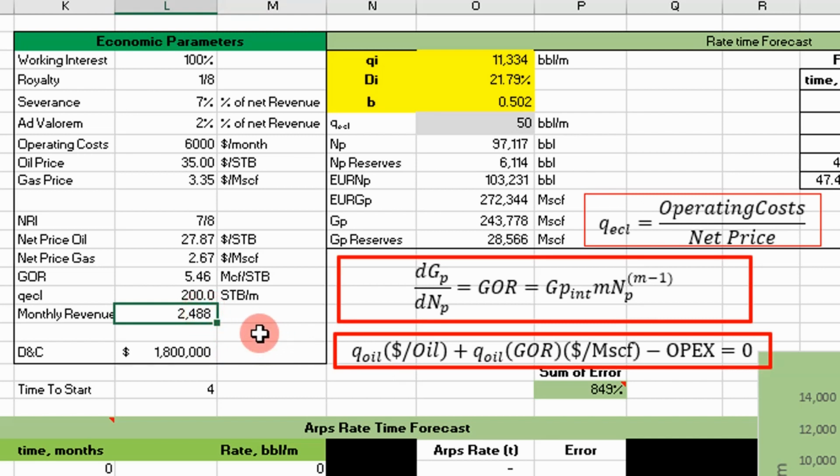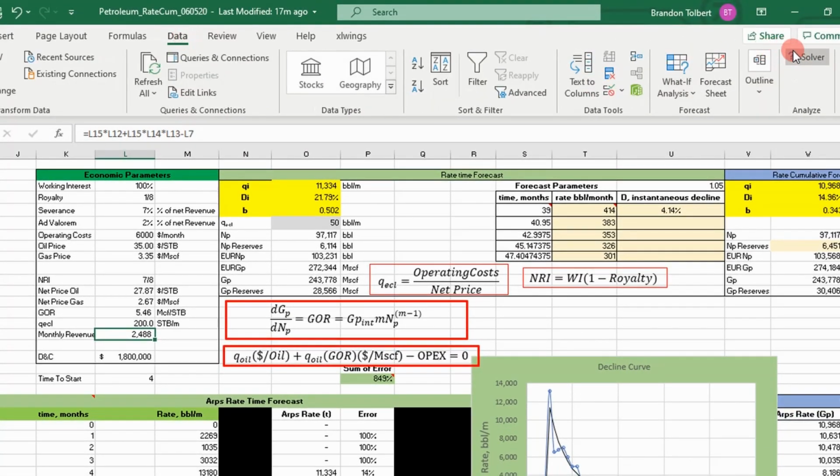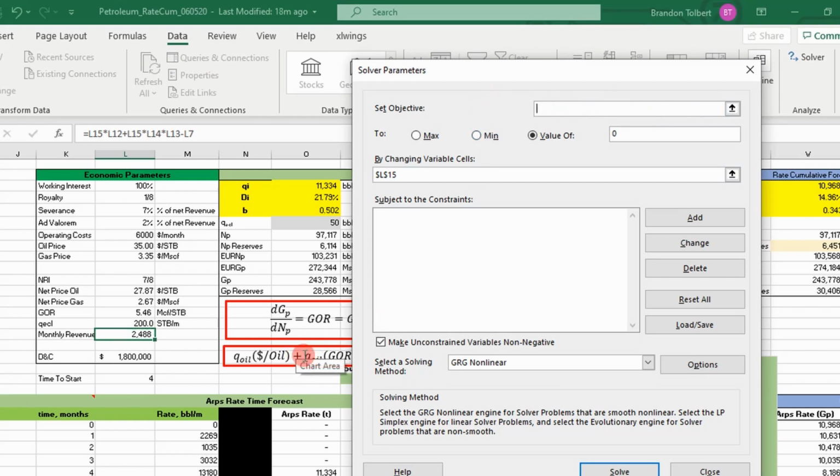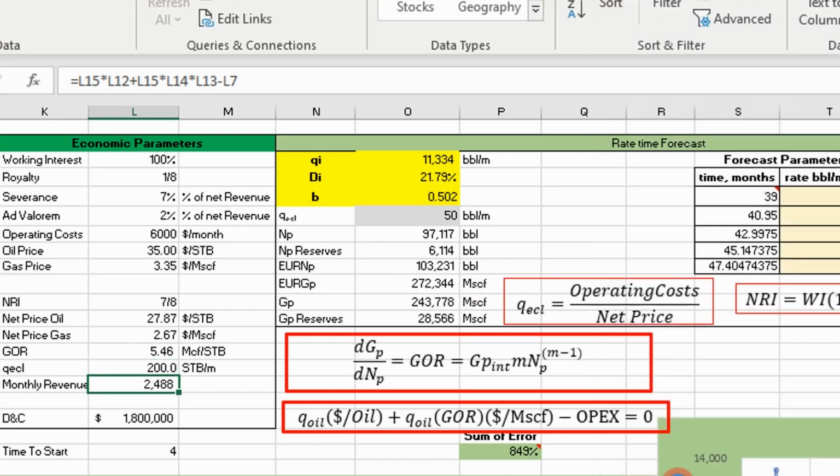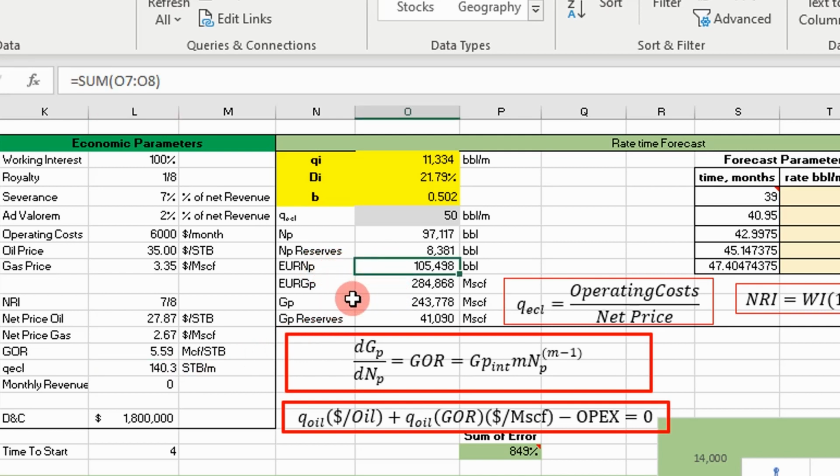So next, we have to use Solver to change our oil rate variable here to get it to equal zero. If we go to our data tab, go to Solver, our objective is going to be this function right here, which we wrote right there. And we want to set it to a value of zero, so it's simply a root finding problem by changing our oil rate. And you can see here, when we press solve, it's going to change our rate right here, and it's also going to update our EUR on this side. So if we do solve, our monthly revenue is zero at this rate of 140.3 stock tank barrels per month, and then that updated our EUR values, our reserves, and all that.